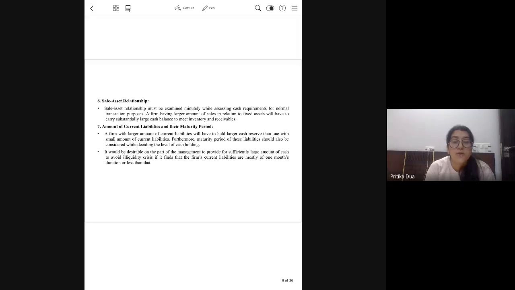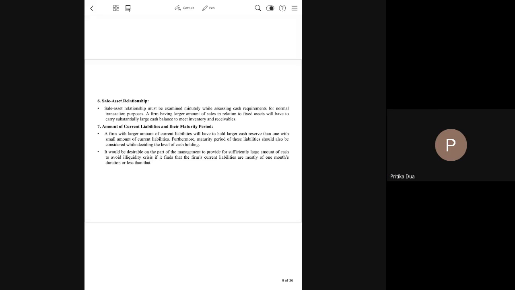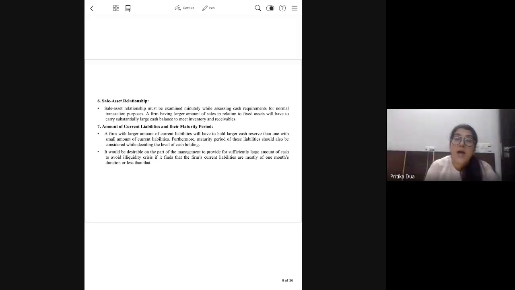Next is amount of current liabilities. Under this, a firm which has higher current liabilities. Higher current liabilities means say आपके जो creditors हैं उनकी value बहुत ज़्यादा है. Then your short-term loans you have a very high value. Outstanding expenses बहुत है business में. So all this will require larger cash holding for the business. So these factors need to be kept in mind when the business is deciding on how much amount should be kept in liquid cash.